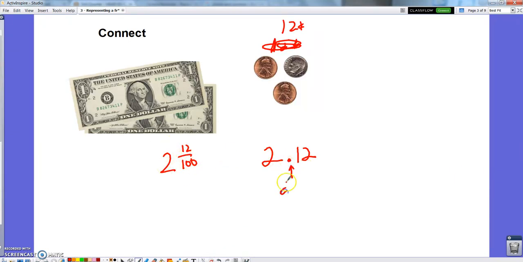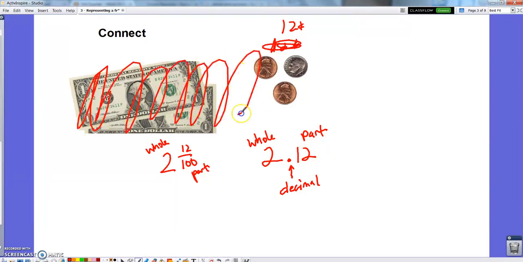So this is called a decimal right here, and we use this to separate the whole from the part, right? We can write 12 1/100ths this way, or we can write 12 1/100ths this way. This and this are the same number. This is 2 and 12 1/100ths, and this is 2 and 12 1/100ths. That's exactly how you say this number. With money, you tend to say cents, but if I hadn't put money in there and you just saw this number, this would be 2 and 12 1/100ths, and this would be 2 and 12 1/100ths.